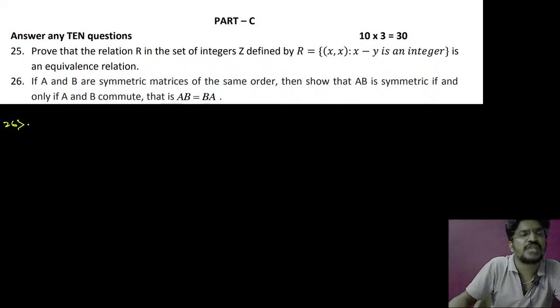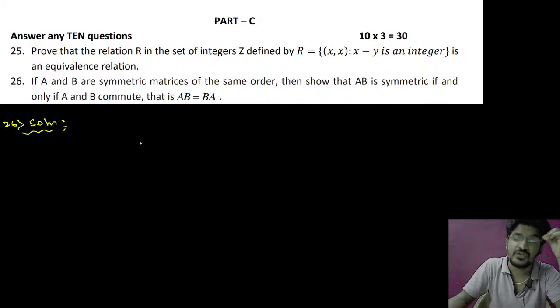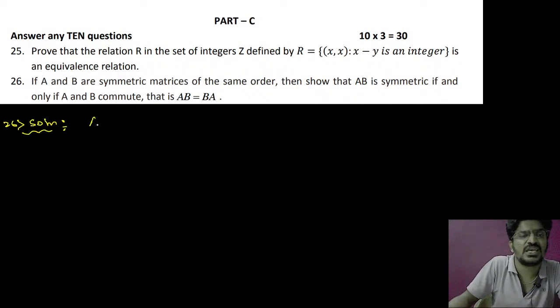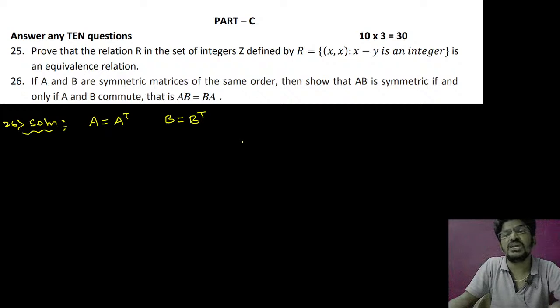See problem number 26. Problem number 26 tells that if A and B are symmetric matrices of same order, then show that AB is symmetric if and only if AB equal to BA. That means A and B commute. That means commutative. Okay. So here what is given, first you write. The given thing is A and B are symmetric. So A is symmetric means A equal to A transpose. B is symmetric means B equal to B transpose.